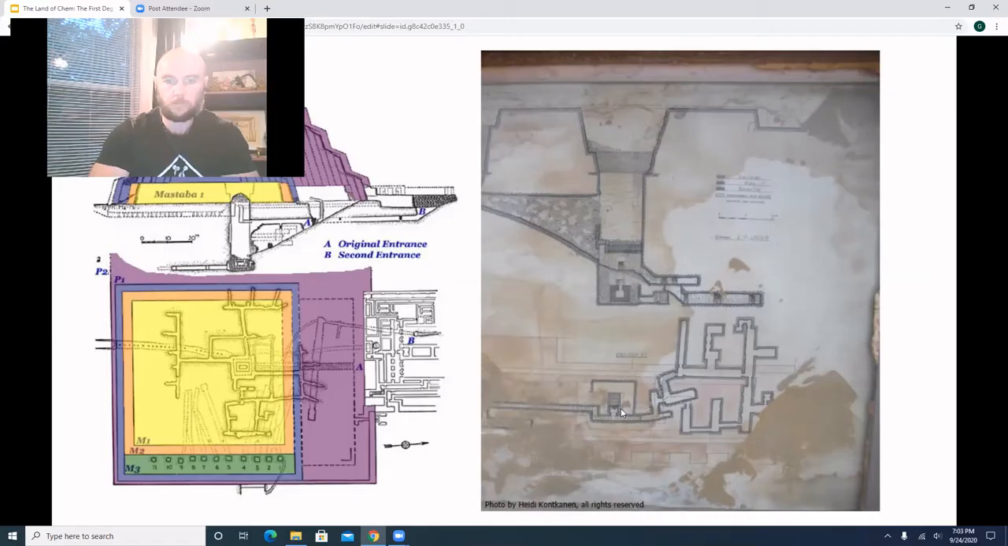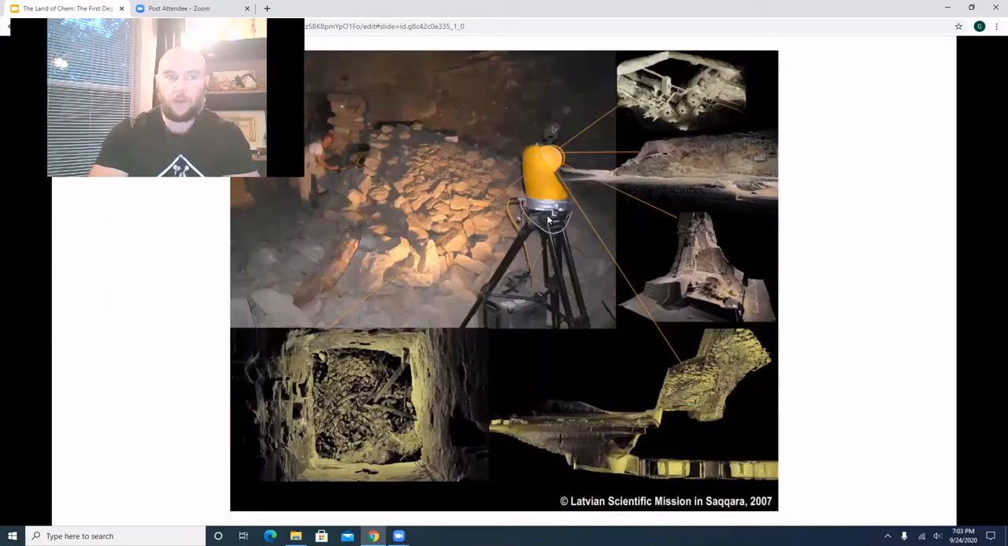Okay, so again, this is some images from that 2007 Latvian scientific mission in Saqqara. And again, this was the most scientific investigation and imaging of the step pyramid. And I can't say this enough, until we begin to thoroughly analyze these structures using modern technology like 3D imaging and ground penetrating radar, we will never understand the full scope of operations that were involved in these structures.